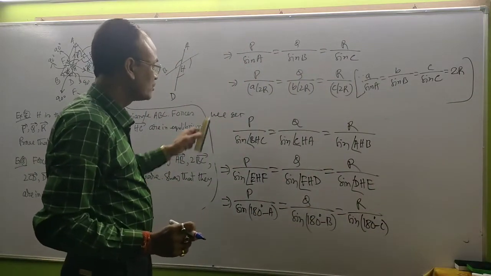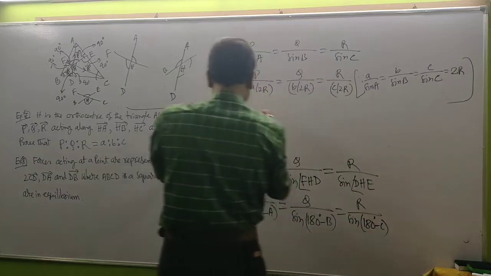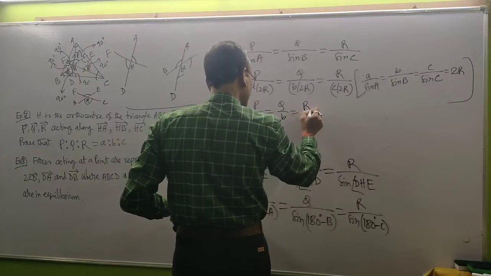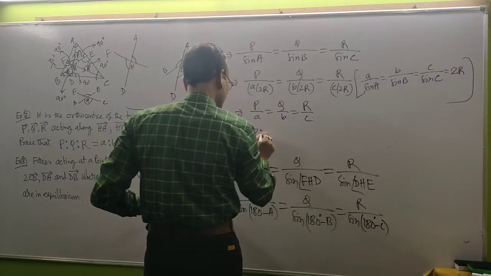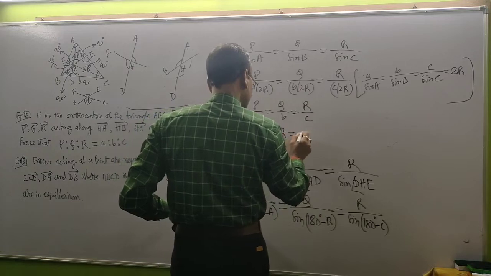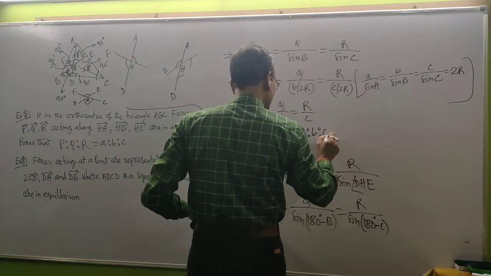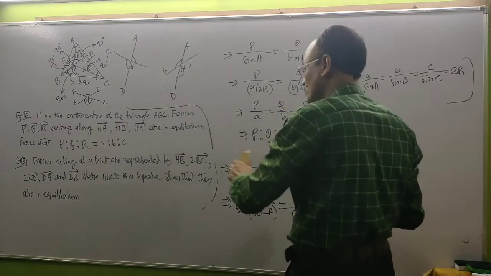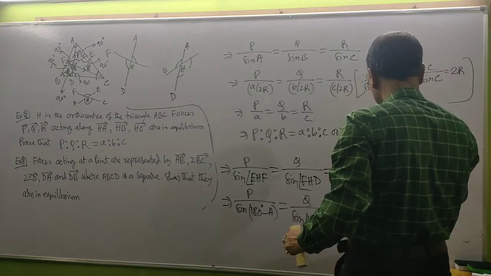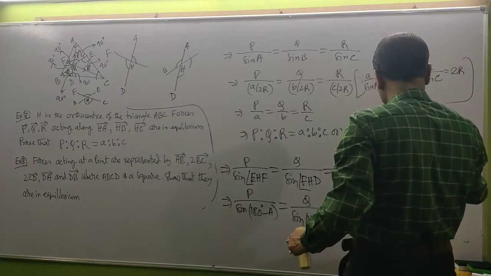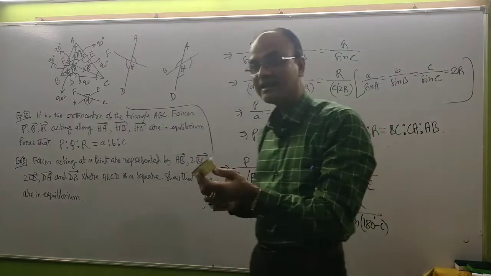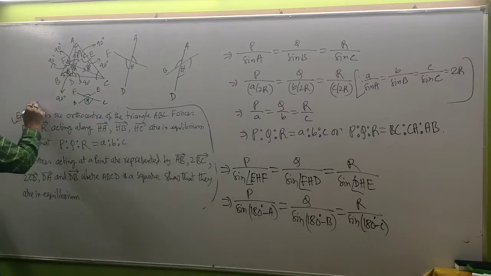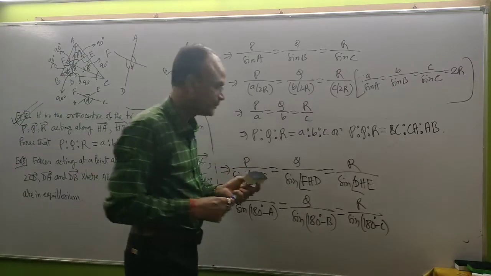Sin A should be equal to A by twice R. Twice R will be cancelled. Therefore, you will get P by A equal to Q by B equal to R by C. This means P is to Q is to R is equal to A is to B is to C. Or you may write P is to Q is to R should be equal to what is A? BC is to CA is to AB. Perhaps you have understood this also. It is the simple application of Lami's theorem.